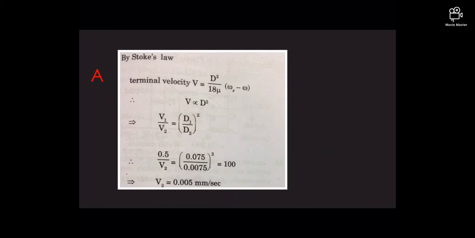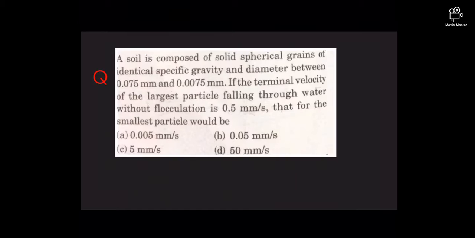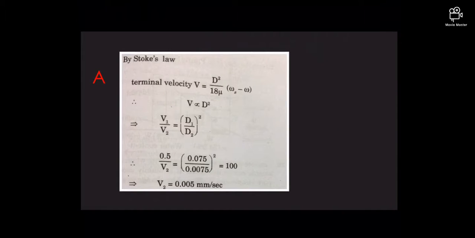So we have to be familiar with the Stokes law equation, which is terminal velocity v is equal to d square by 18 mu into (ws minus w). So from the equation it's clear that v is proportional to d square. So the relation between the velocity and the diameter we have derived as v1 by v2 is equal to d1 by d2 the whole square. So just substitute the values for v1, d1, d2, we will get v2 as 0.005 mm per second.